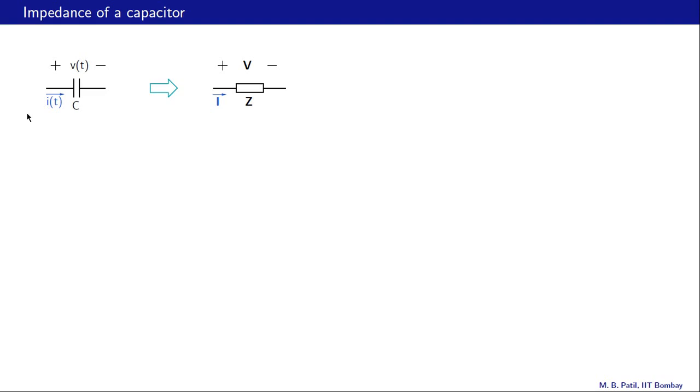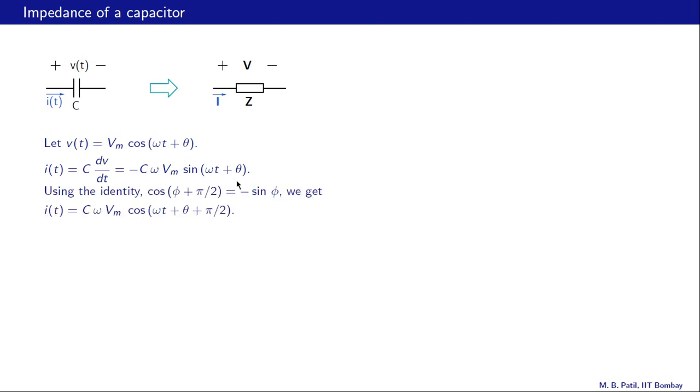Let us follow the same process now for a capacitor and find its impedance, marked as Z over here again. Okay, so let this voltage across the capacitor V of t be equal to Vm cos omega t plus theta. What is the current? Current in that direction is C dV by dt, and when we differentiate this quantity we get minus C omega Vm sin omega t plus theta.